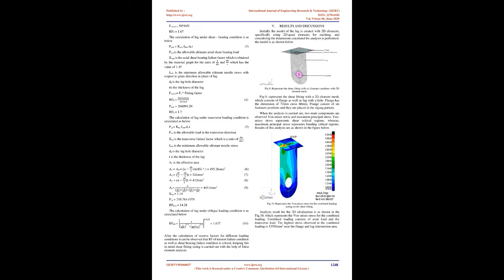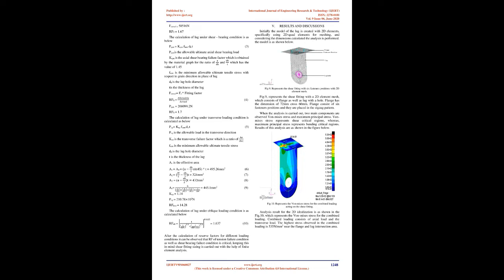The calculation of lug under transverse loading condition is calculated as below. Ptu equals Ktu times Ftum times DH times T, equation 5. Ptu is the allowable load in the transverse direction. Ktu is the transverse failure factor which is a function of the ratio of Abr to At. Ftum is the minimum allowable ultimate tensile stress. DH is the lug hole diameter. T is the thickness of the lug. AE is the effective area.